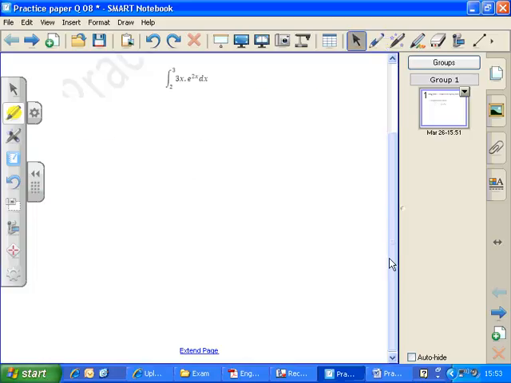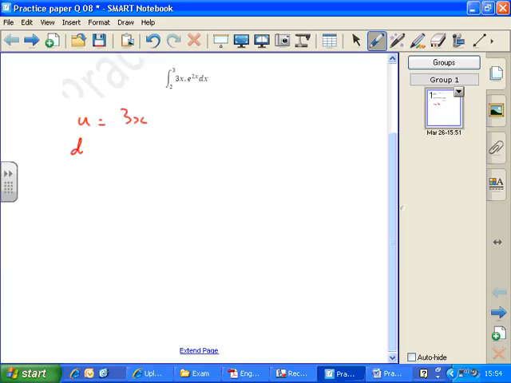Which bit are we going to let equal u, so that when I differentiate it, the x disappears. So if I let u equal 3x, I'm going to differentiate it to get du, the x will disappear. So let u equal 3x, therefore the differential is just 3, and if I let 3x equal u, then I've got to let e to the 2x equal dv, which means that I've got to integrate that to get v. When I integrate it, the 2 comes out and goes underneath, or we can think of it as a half of e to the 2x.